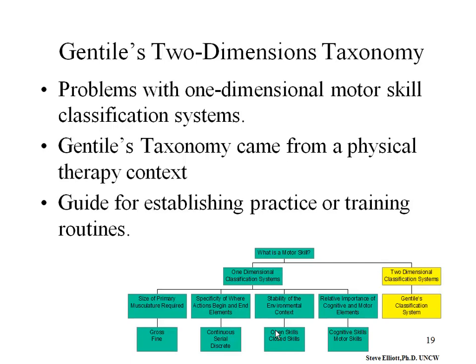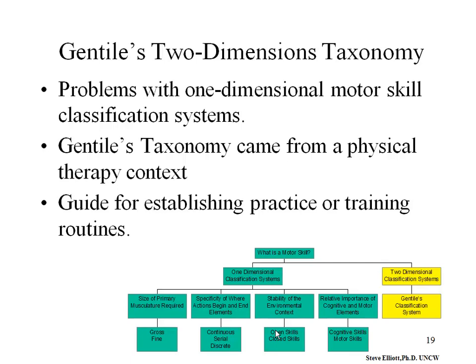So as we move past those one-dimensional classification systems, there have been some criticisms of them. One problem with the one-dimensional classification systems is that they don't always capture the complexity of many skills that we must take into account when we're making decisions about instruction, routines, curriculum, feedback, and therapy progressions. So to overcome this, Gentile in 2000 built on the one-dimensional classification systems and created her own.